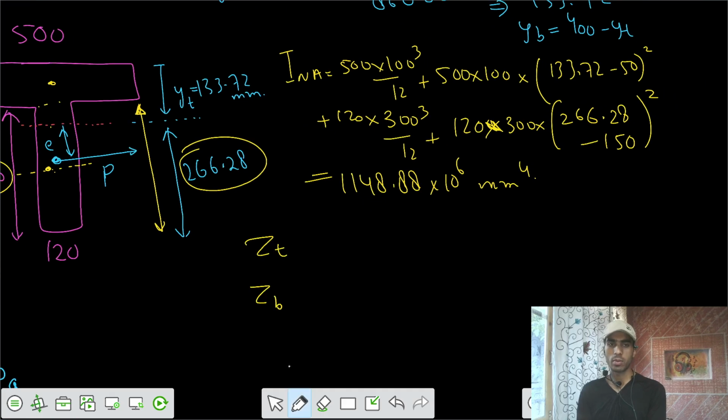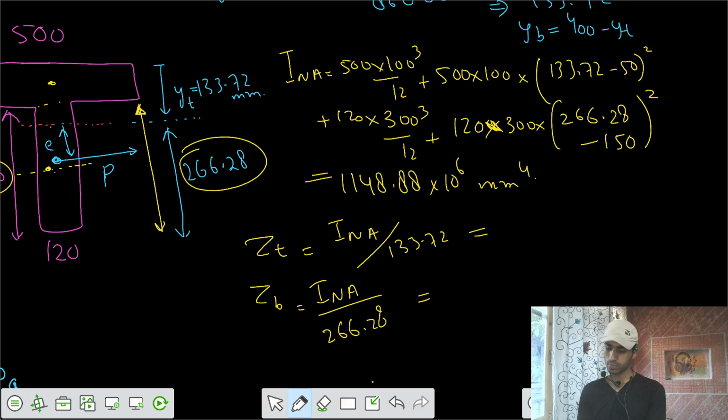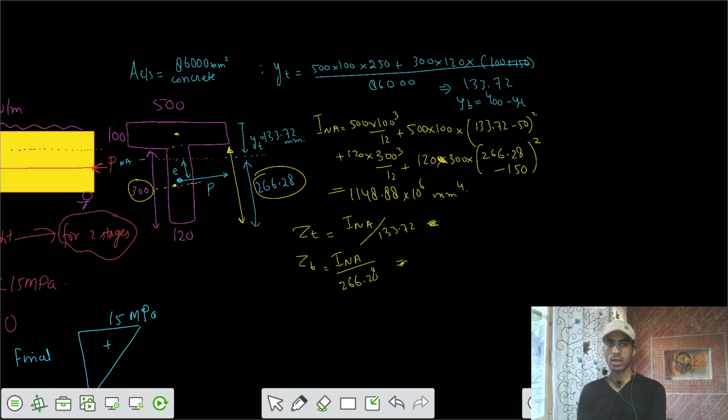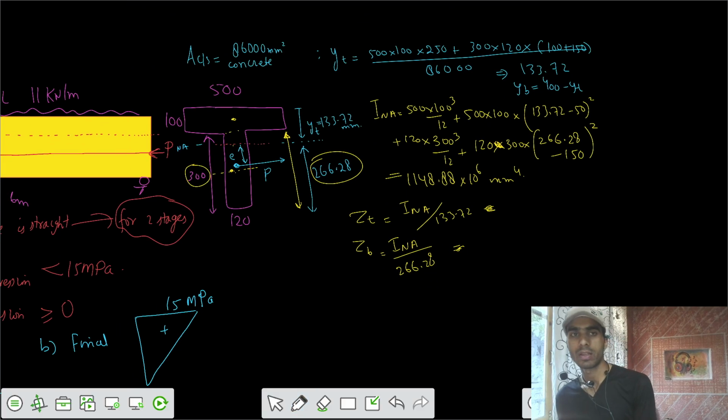Z top is I neutral axis divided by y top. Y top is 133.72, and your Z bottom is I neutral axis divided by y bottom, 266.28, and finally your values are coming to be equal to, let's keep that as it is, and let's go for the calculations of the stresses now.